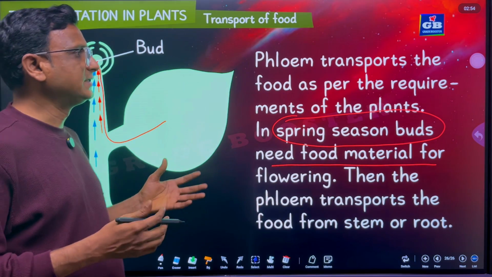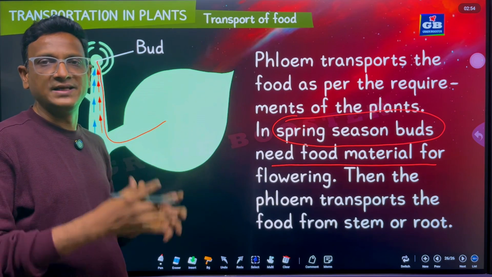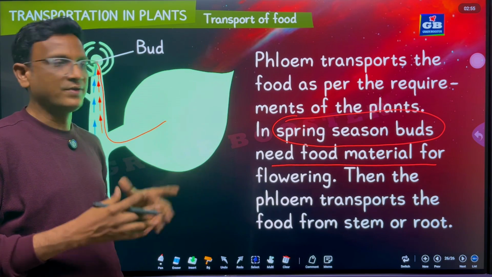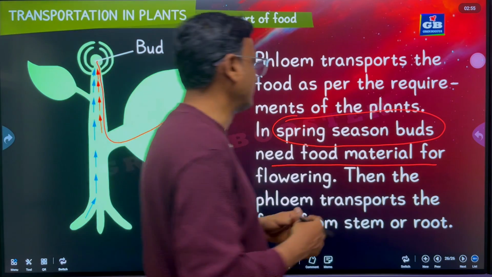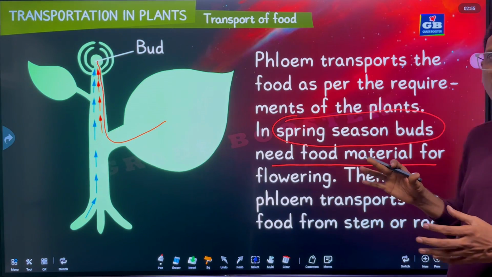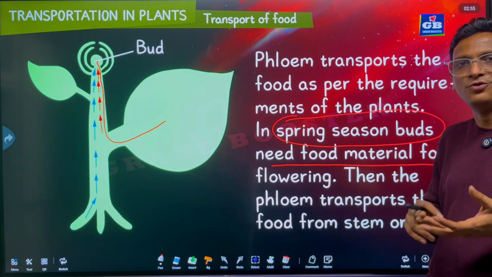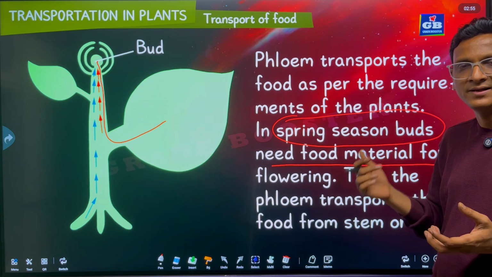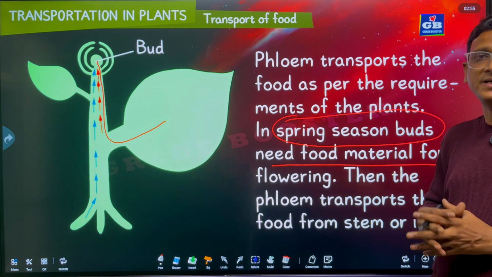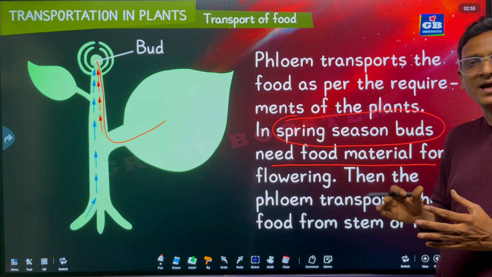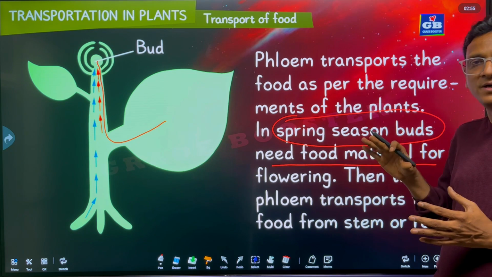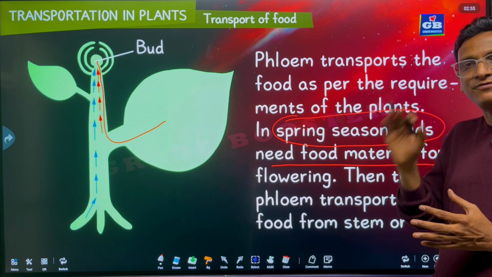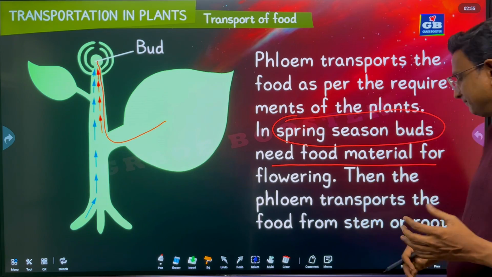Waste materials are produced in very less quantity, so we are not going to discuss the transportation of other materials. We are just discussing the transportation of water, minerals and food in plants. So this is about the transportation in animals as well as in plants. We have completed this life process, and the next life process is excretion.